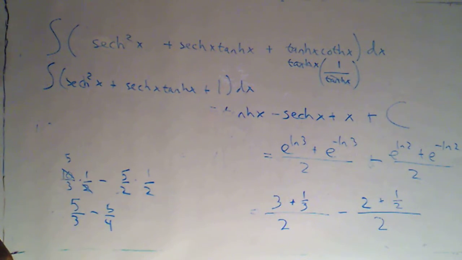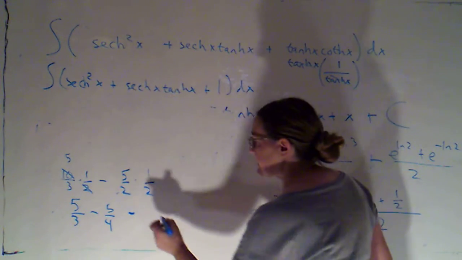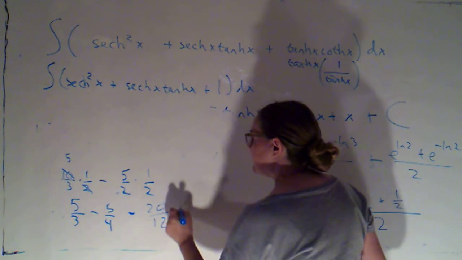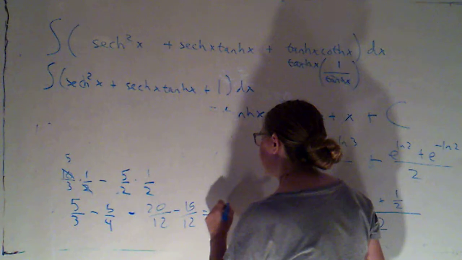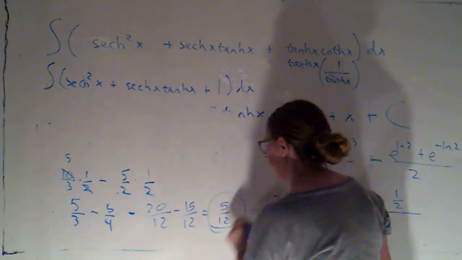5/4. Looks like we'll want a common denominator of 12. Okay. So that's going to be 20/12 minus 15/12. That is 5/12.